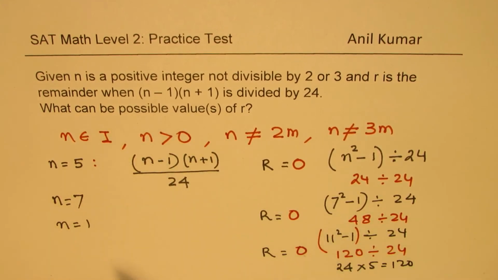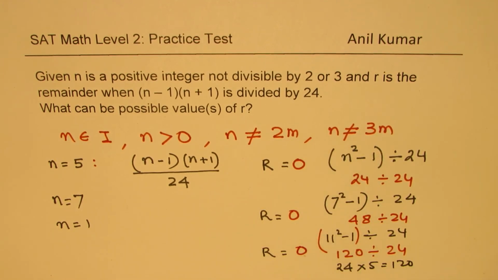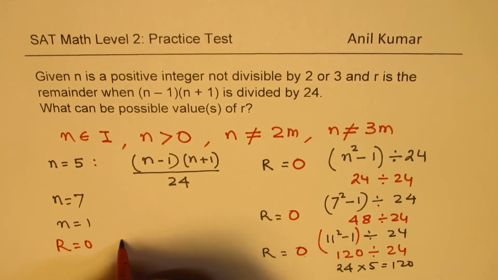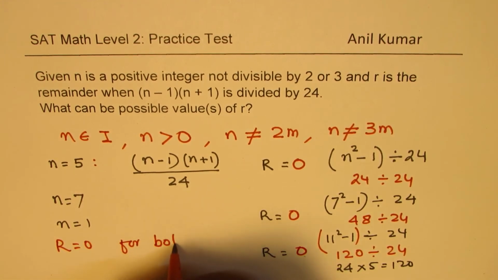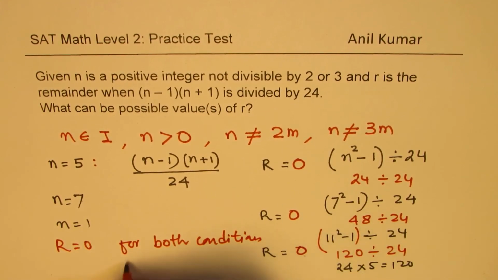So what you get here basically is that if both these conditions are true, we can conclude that the remainder is 0. So what we get here is that remainder r is equal to 0 for both conditions being true.